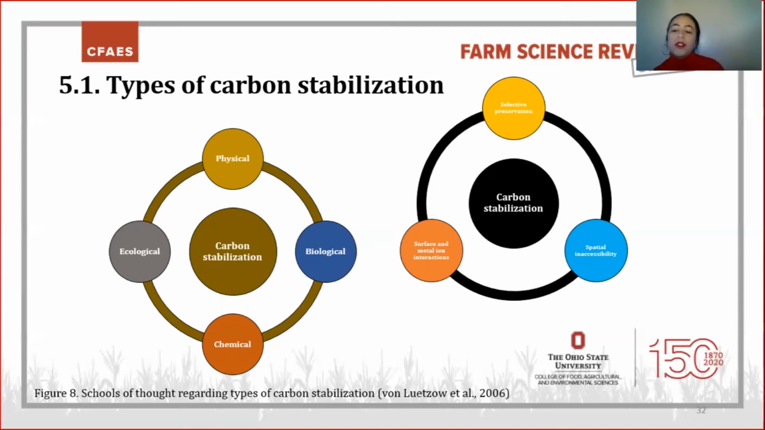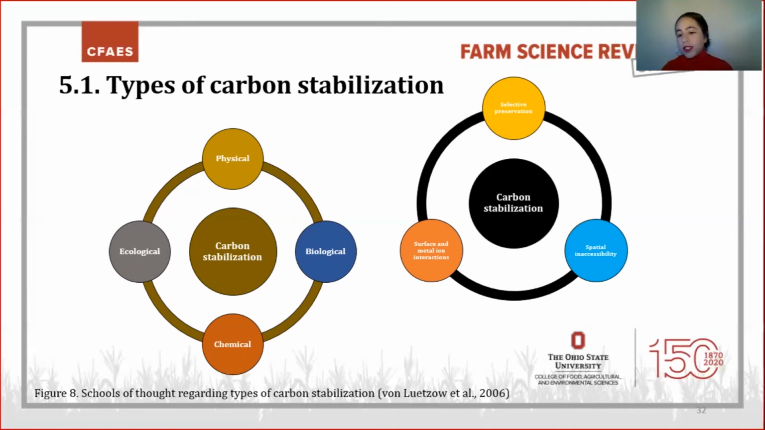In more specific terms, we have selective preservation, which is closely related to what I spoke about: the carbon being in specific places where microbes can't really get to it. And then spatial inaccessibility, which also refers to that as well.